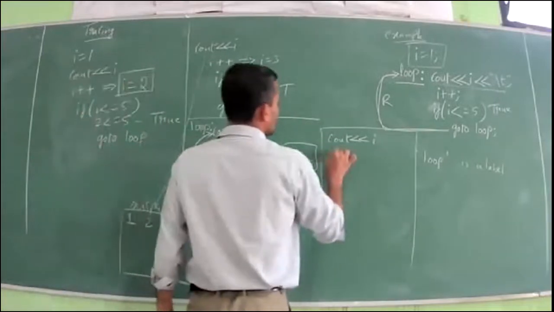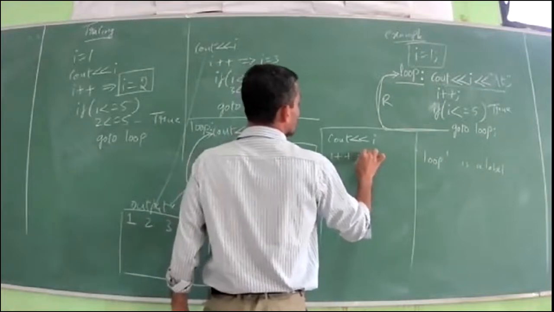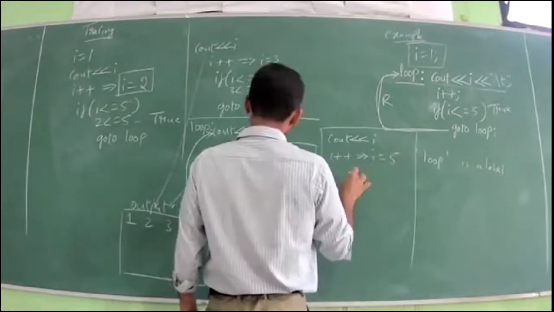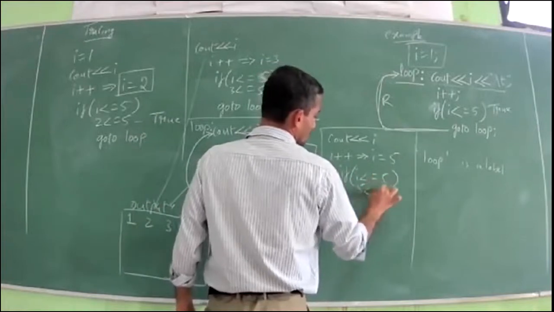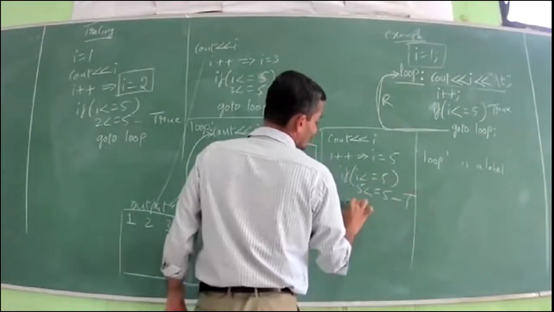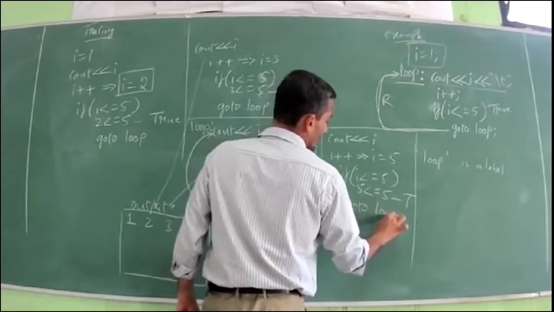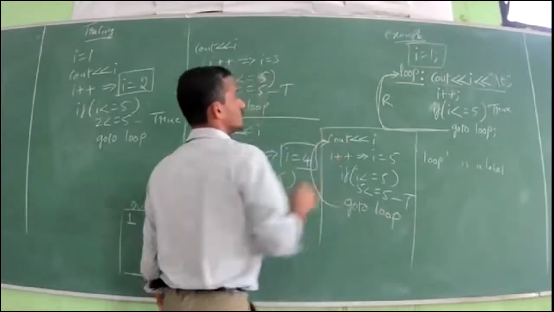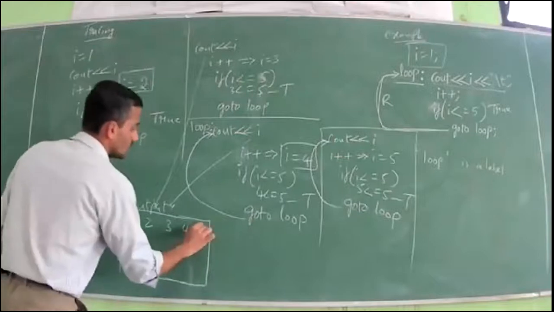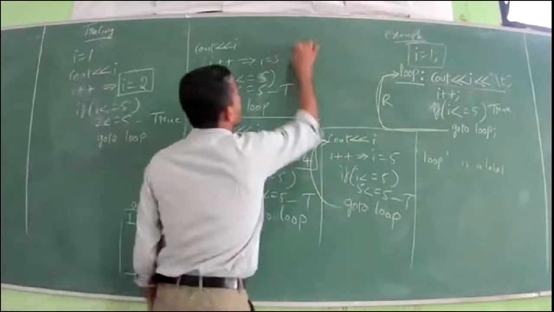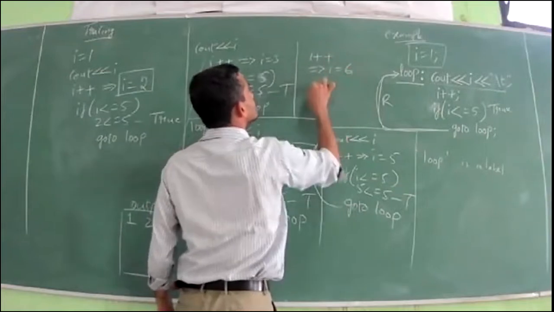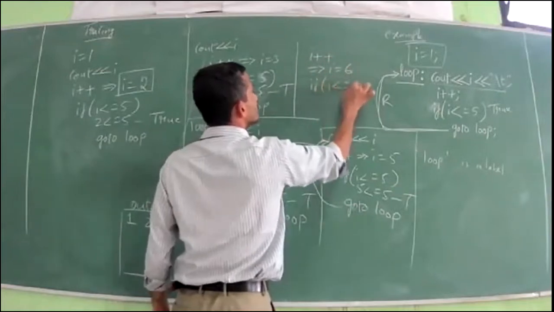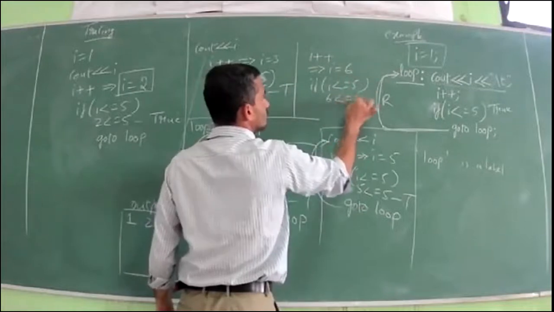Again i plus plus is there, so the i value becomes 5. Check the condition: if 5 less than or equal to 5. So 5 is less than or equal to 5, so this condition is true, go to loop. Again start from the cout statement, so the i value will be printed. Next, the i value will be increased by 1, so it becomes 6. Check the condition: if i less than or equal to 5. So 6 is less than or equal to 5.